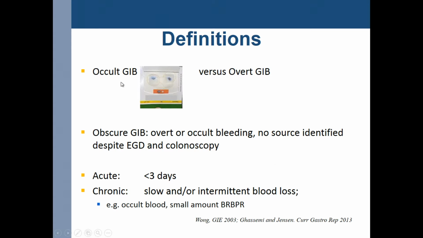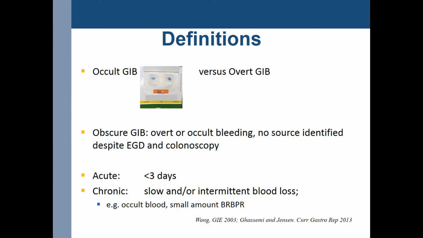Occult GI bleed is bleeding that you cannot see with the naked eye, but can be found on, for example, a stool card exam, as seen here, where it turns blue, versus overt GI bleed, which simply refers to GI bleed that can be visualized by the naked eye. Obscure GI bleeding can be either overt or occult, and the key thing in this definition is that there is no source that has been defined for the GI bleed despite the patient having undergone EGD and colonoscopy.